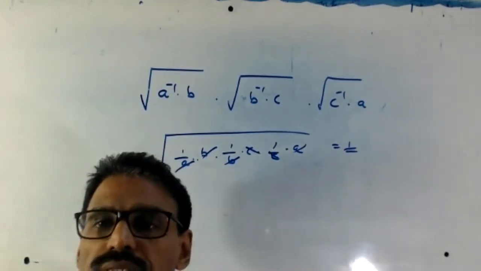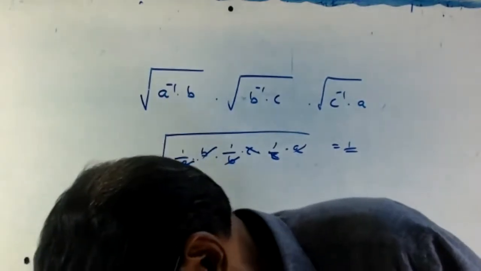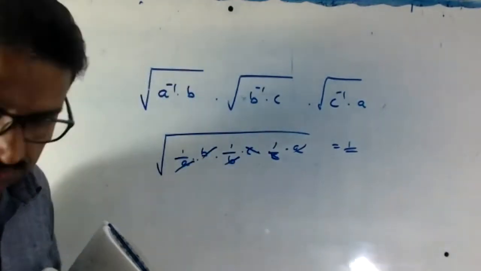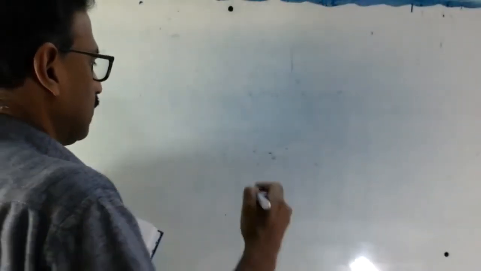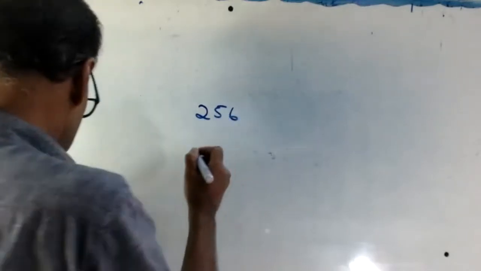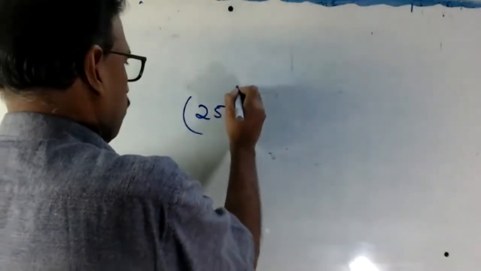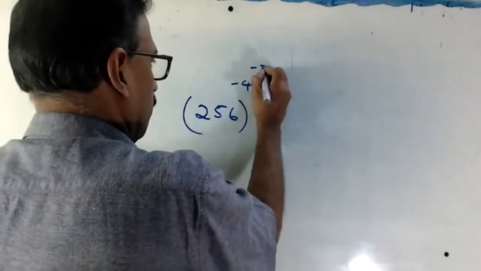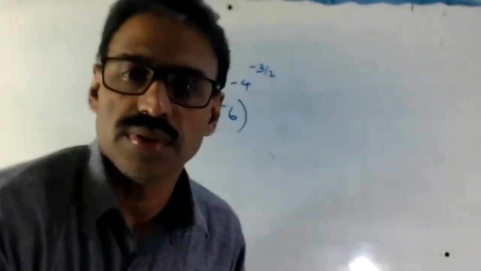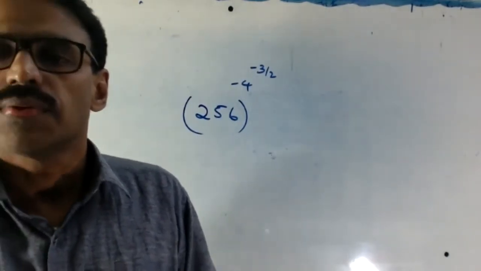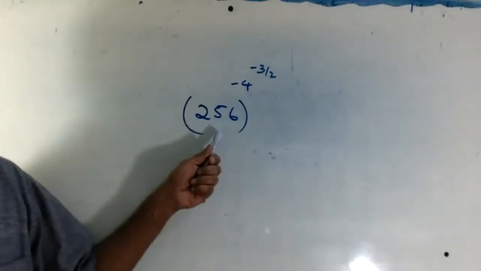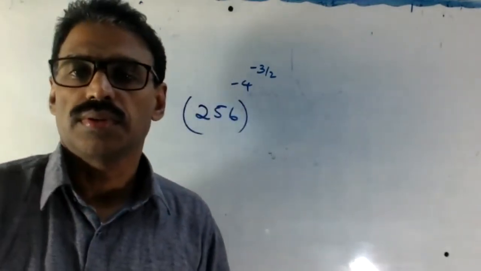Right. 256. Look at here. 256 raised to minus 4 raised to minus 3 by 2. 256 raised to minus 4 raised to minus 3 by 2. Okay. 256 raised to minus 4 raised to minus 3 by 2.